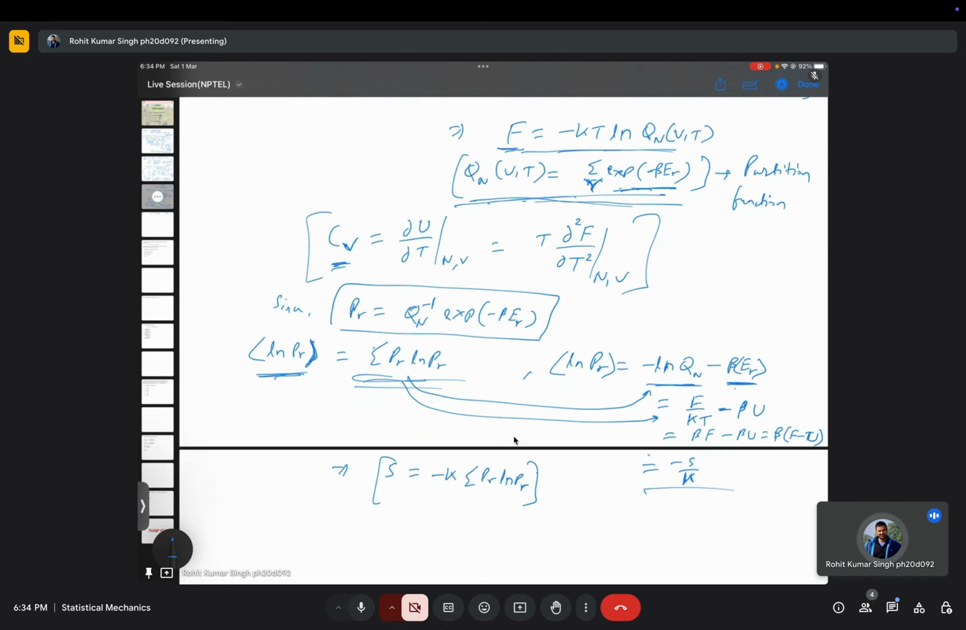Now this is a very important result. Entropy is a thermodynamic quantity, a state function, and now it only depends on a probabilistic quantity, on a probability. So this is very interesting. Entropy solely depends on P_R. What is P_R? P_R is the probability of the system being in different accessible states.